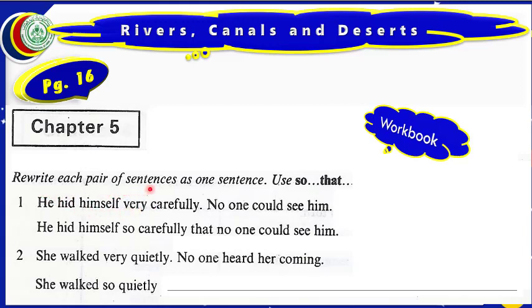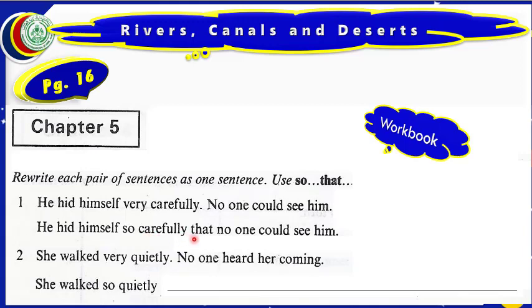Rewrite each pair of sentences as one sentence. Use so, use that. Dear students, can you notice? It is worth noting that this page is exactly the same as what you did in your exercise 4. In exercise 4 of your book, you used so, you used that to join the sentences. It is just like that. He hid himself very carefully. He hid himself so carefully. Do you remember? You were doing the same in your exercise 4.